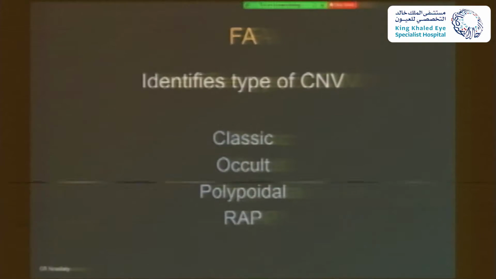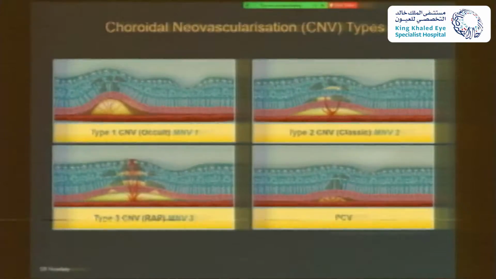Now, FA identifies the type of CNV, whether it's classic, occult, RAP, or polypoidal. Let's go through this a little bit so that it's understood. What is a type 1 CNV? Type 1 CNV is where the choriocapillaris have grown from the choriocapillaris area under the RPE. The RPE is elevated and the growth happens here. Nothing has gone through the retina. This is why we call it type 1.